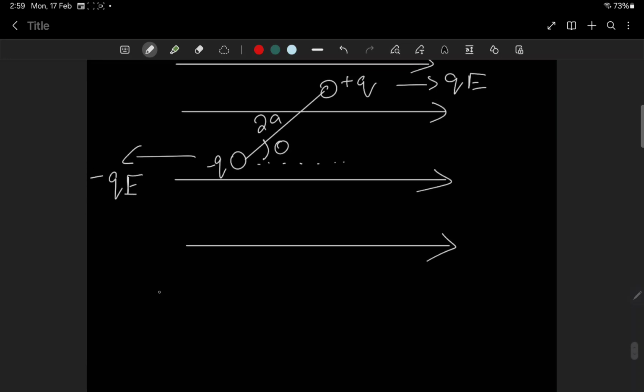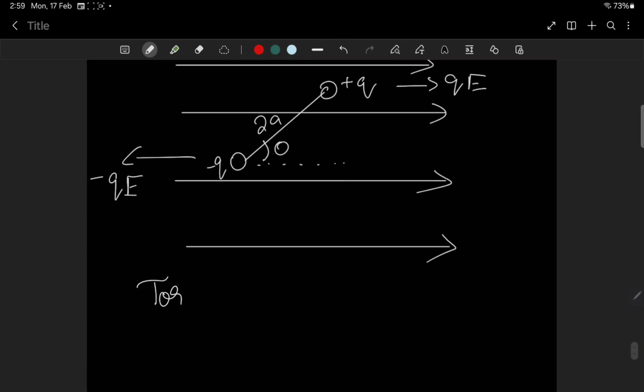But there is torque, rotational torque, because it is oriented at an angle theta. There is a force acting on both sides, so a couple is produced. Torque is there.